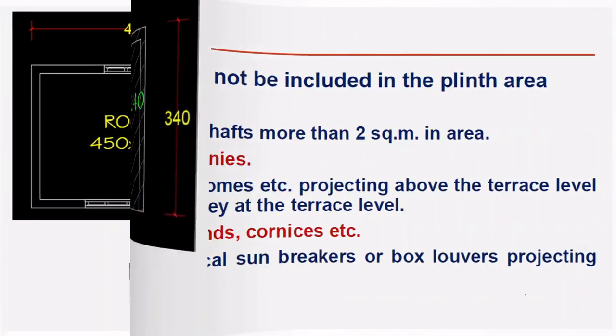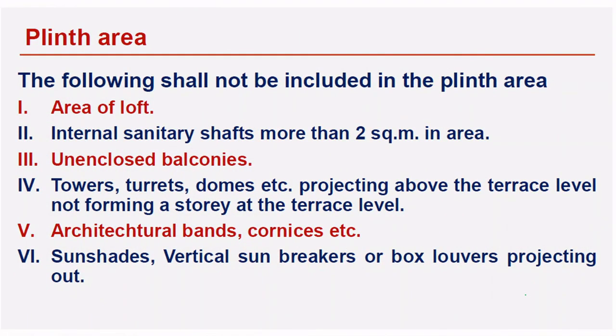Next, the following shall not be included in the plinth area. Which areas should not be included? I already told you some points, and there are some here also. Area of the loft. Internal sanitary shafts more than 2 square meters. Unenclosed balconies, towers, turrets, domes projecting above the terrace level, not forming a story at the terrace level, should not be included. Architectural bands, cornices should not be included. Sunshades, vertical sunbreakers, box doors projecting out should not be included.